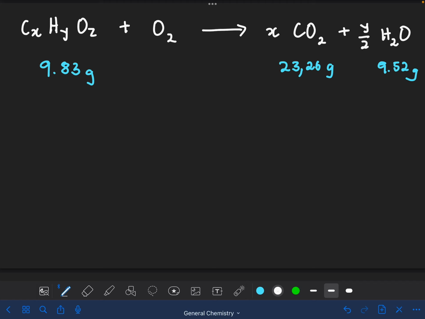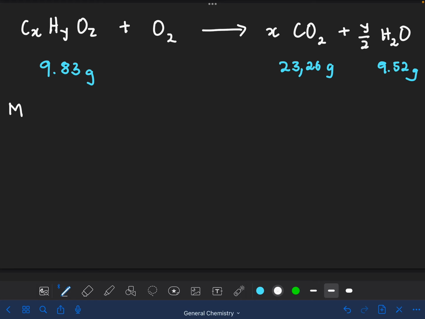In this video, we're going to be determining an unknown sample that consists of carbon, hydrogen, and oxygen. This unknown sample reacts with oxygen in excess to produce X moles of carbon dioxide and Y over 2 moles of water. So obviously this sample consists of carbon, hydrogen, and oxygen. We are going to be calculating the percentage composition in this combustion reaction. I'm going to be using the technique of dimensional analysis. There are other ways that you can do this.